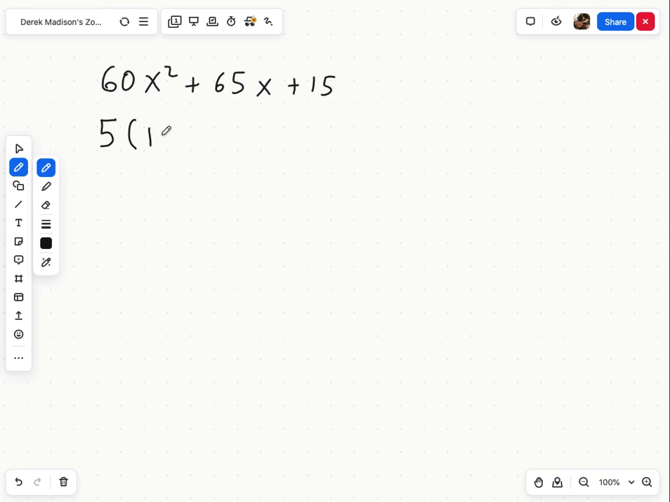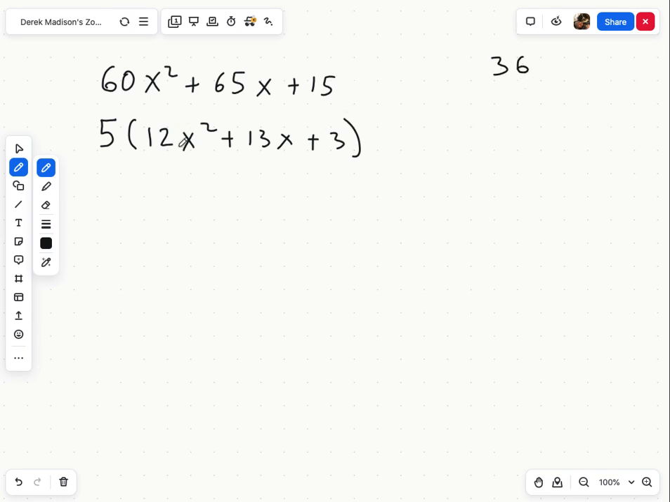So 5 goes into 60 12 times. 5 goes into 65 13 times. And 5 goes into 15 3 times. And so now instead of 60 times 15 would be 900, I have 12 times 3, which is 36. So just getting that 5 out of the way takes this thing that's kind of next to impossible and makes it a pretty straightforward problem.